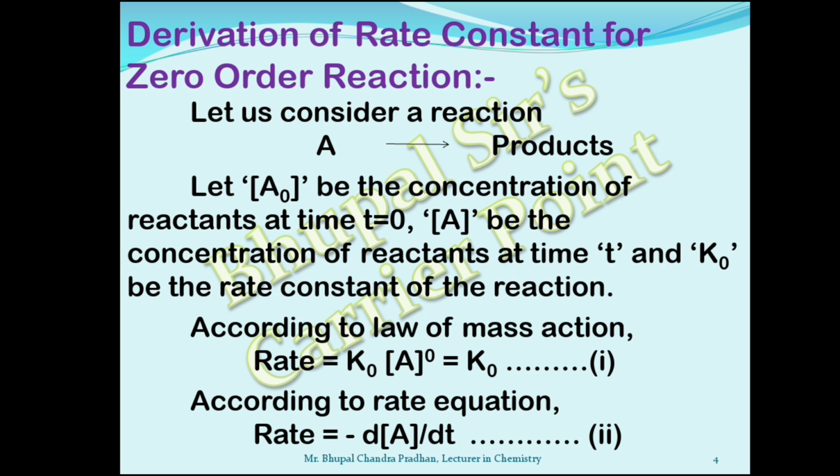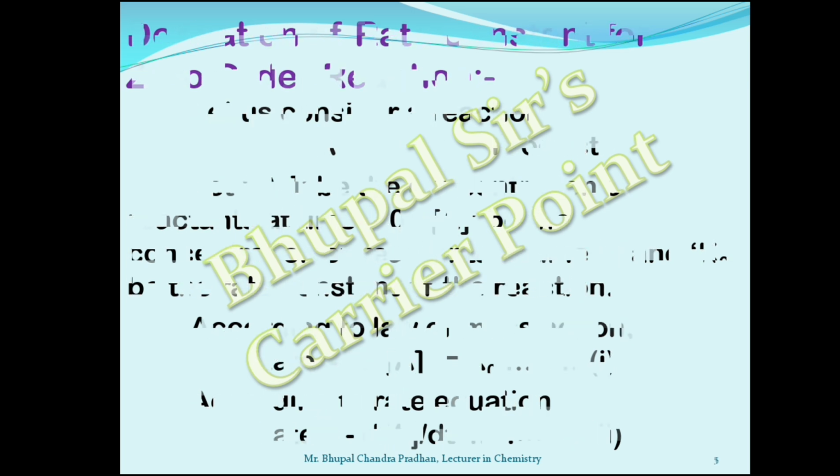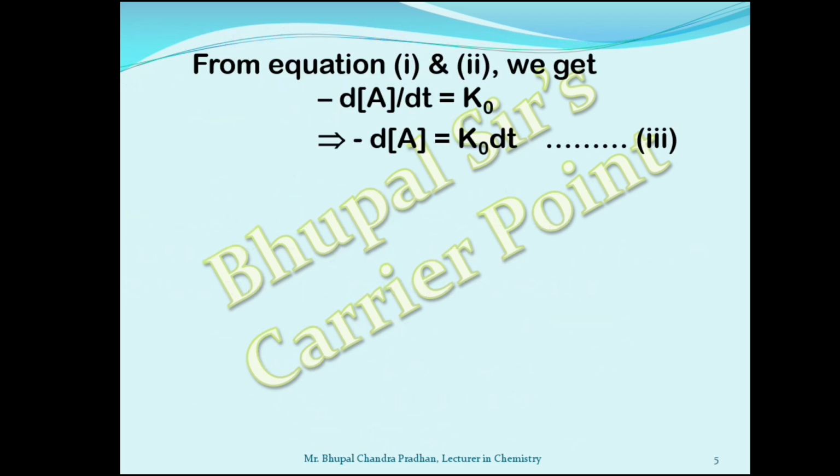Equation 1 says rate is equal to K0, equation 2 says rate is equal to minus dA by dt. So from equation 1 and 2 we can write minus dA by dt is equal to K0. Rearranging this equation we can write down minus dA is equal to K0 dt. Let it be equation number 3.